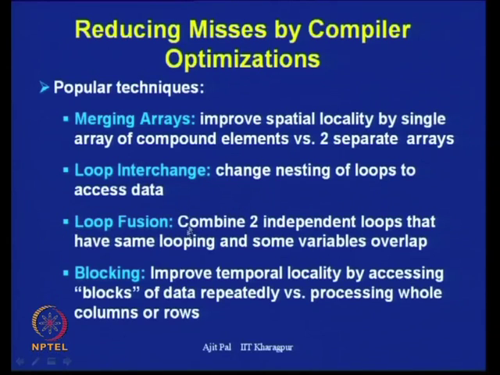Then third technique is known as loop fusion. So, you may be having two independent loops that have the same looping and same variable overlap. So, the key parameter is that you are using some variables which are common in two different loops. So, instead of accessing separately in two different loops, you can have one loop, and once the variable is transferred from the main memory to the cache memory, they will be used for both the loops. So, that is known as loop fusion. The last technique is known as blocking, which improves temporal locality by accessing blocks of data repeatedly versus processing the whole columns or rows, particularly for processing arrays, this will be very important. So, these techniques we shall discuss one after the other.